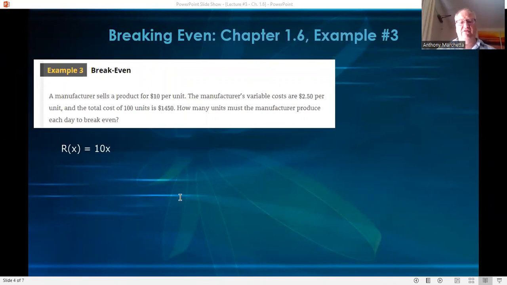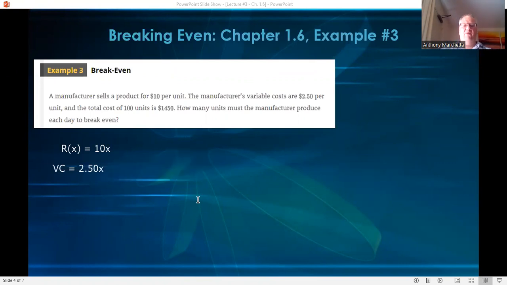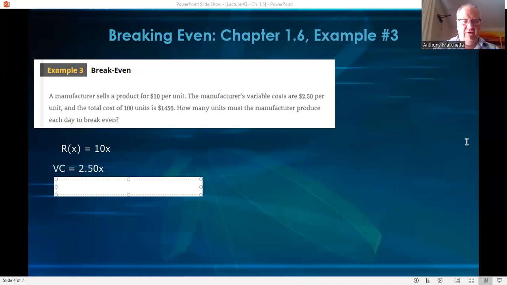Now, manufacturer's variable costs are $2.50 per unit. Okay, that's easy to write. The variable costs are $2.50 times X. There's your variable costs. And the total cost of 100 units is $1,450. Now, if the total cost of 100 units is $1,450, then you could say something like this. You could say C of 100 equals $1,450.